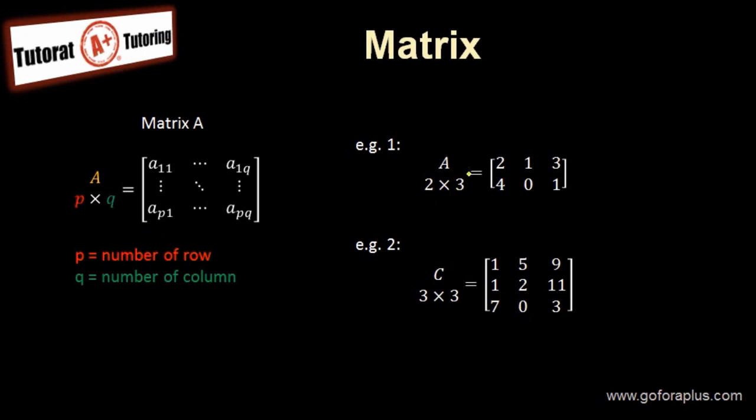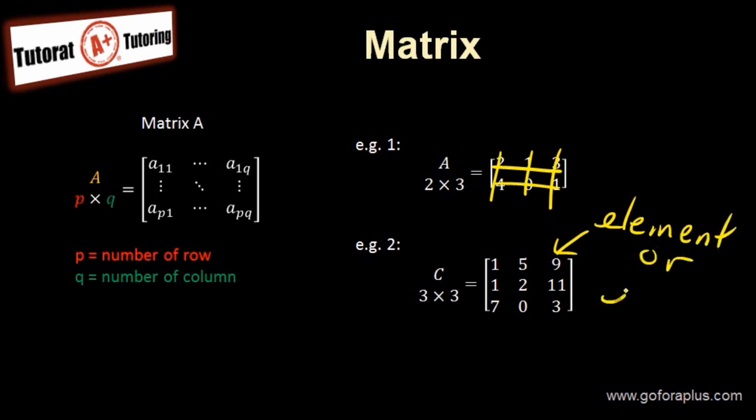Okay, example 1. Matrix A, 2 by 3, that means there are 2 rows and 3 columns. Example 2, matrix C is a 3 by 3, so 3 rows and 3 columns. Now each element in it, let's say the number 9, we call this an element, or we call this an entry. Now each of them has a position. Number 9 has a position of 1, 3, meaning 1 means the first row, 3 means the third column.